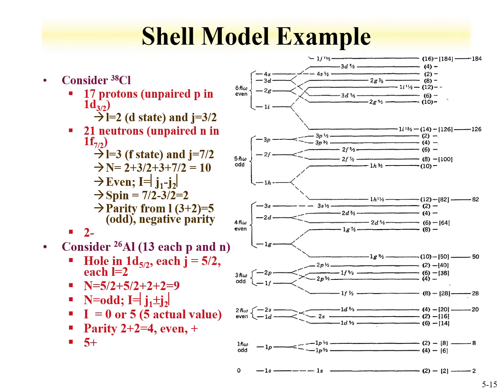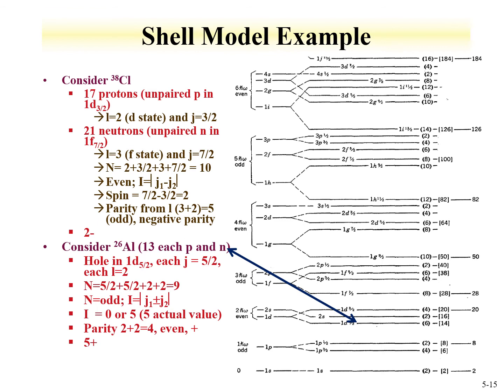If we consider another example, aluminum-26, this is a nucleus with 13 protons and 13 neutrons. So this 1d 5/2 would be filled to 14, so there's a hole, there's one missing spot for each the proton and neutron shell. So each unpaired particle has the spin of 5/2 and an orbital angular momentum of d of 2. So the Nordheim number is 5/2 plus 5/2 plus 2 plus 2. That's equal to 9. That's an odd value.